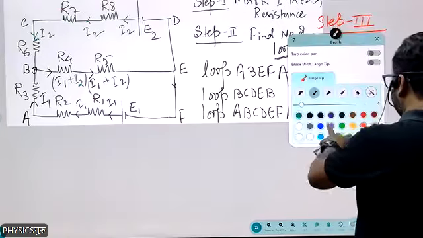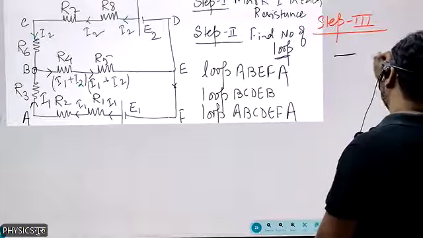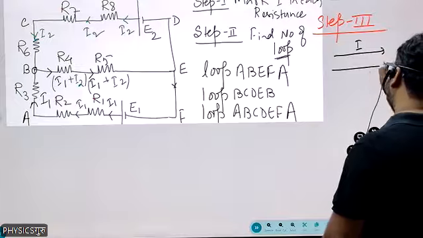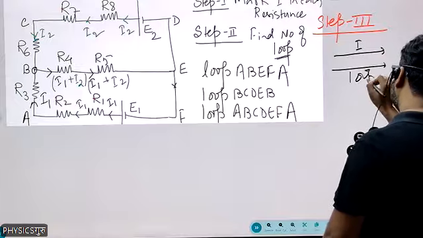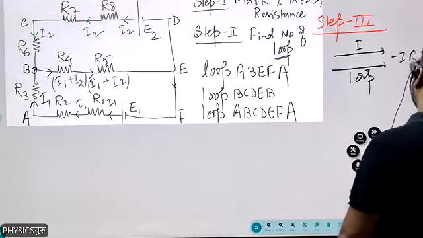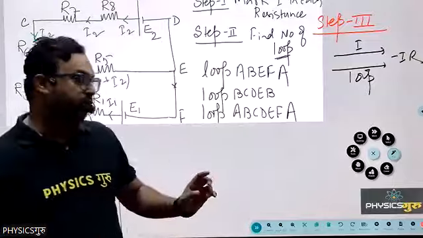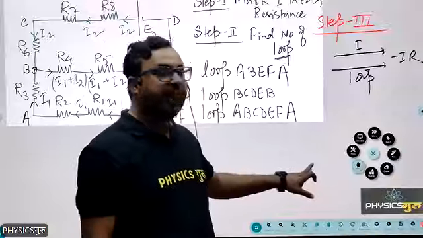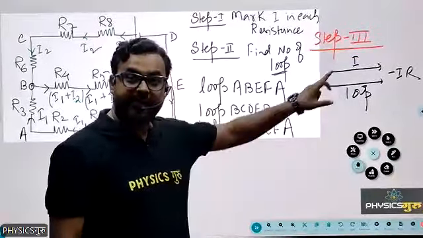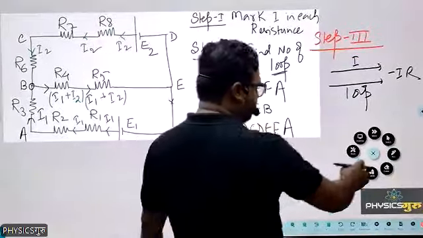If the direction of current and the loop is the same, I into R is negative. I repeat, if the direction of current and direction of loop is the same, the product of I into R is negative.